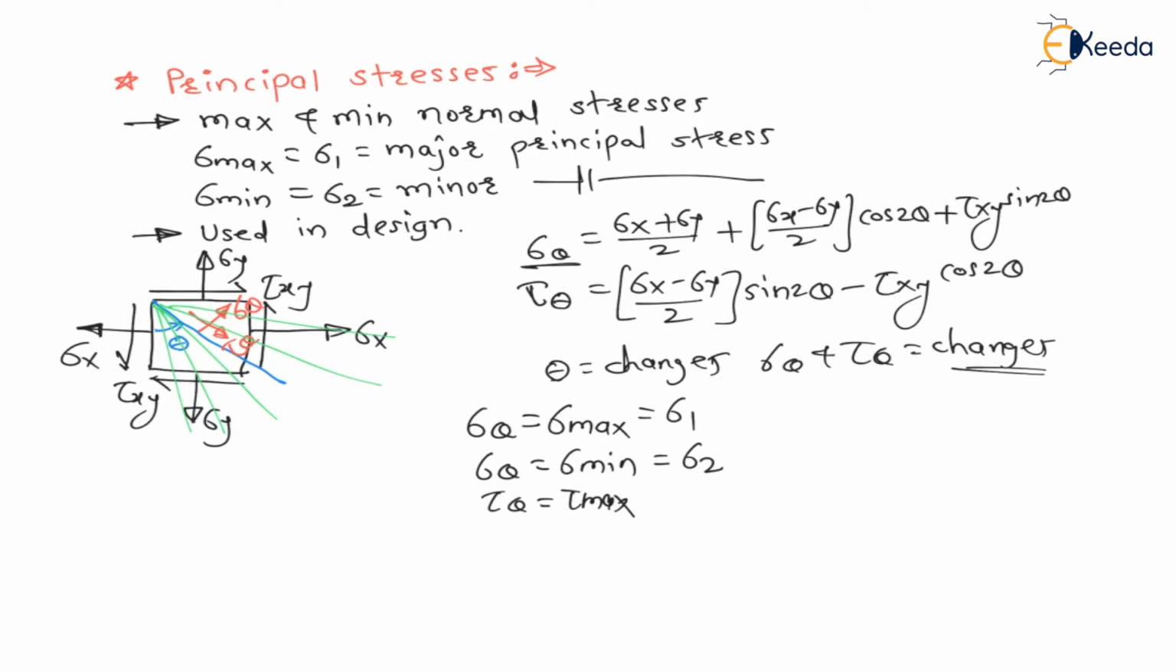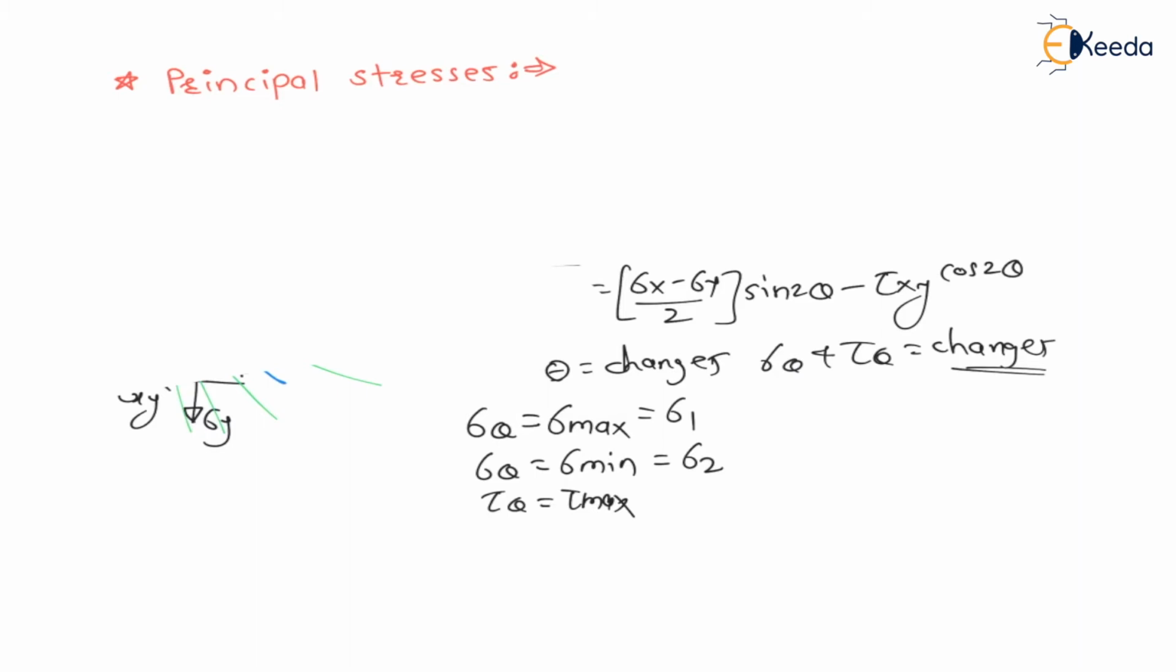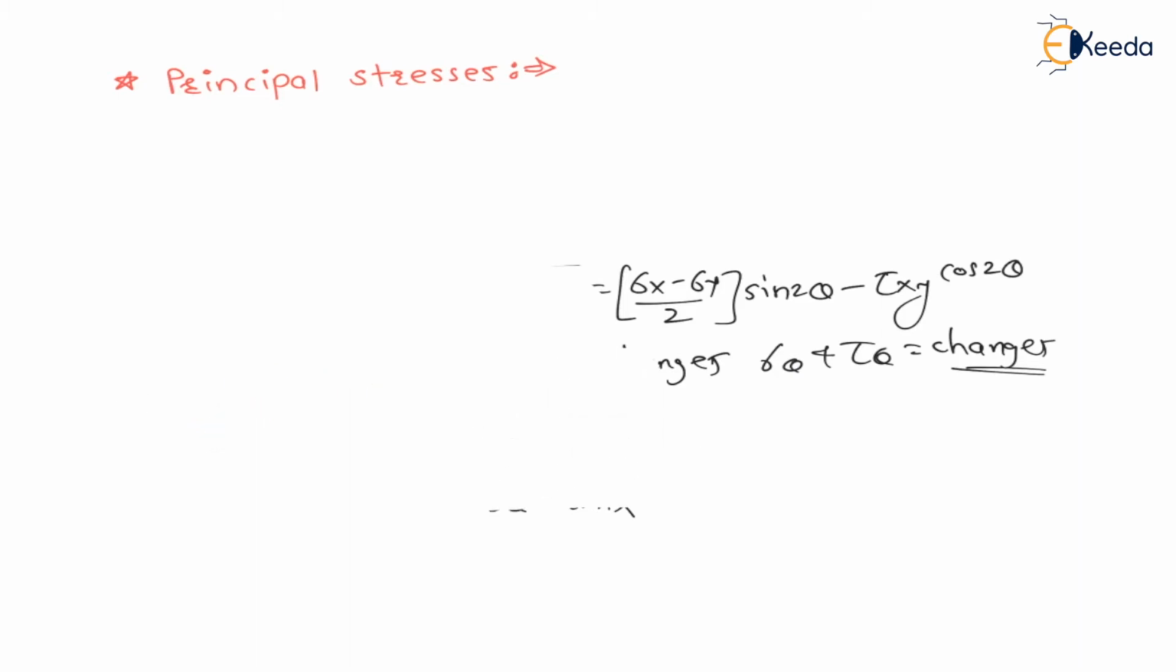Now, our target is to find sigma 1, sigma 2 and tau maximum, because for design calculation, we always have to calculate the maximum stresses acting on the element, and we have to consider the maximum stresses for the design of any component. Hence, we are calculating sigma max and sigma minimum. Firstly, we will calculate the maximum normal stress and minimum normal stress acting on the component, that is sigma 1 and sigma 2.